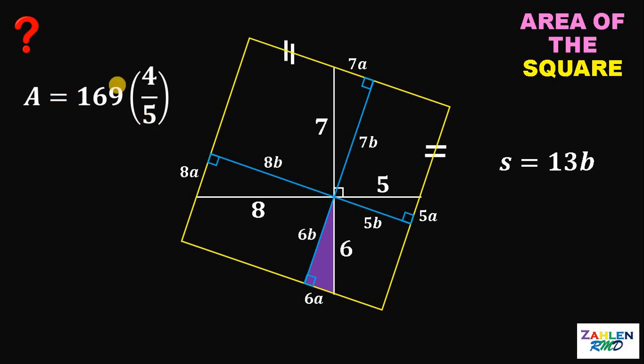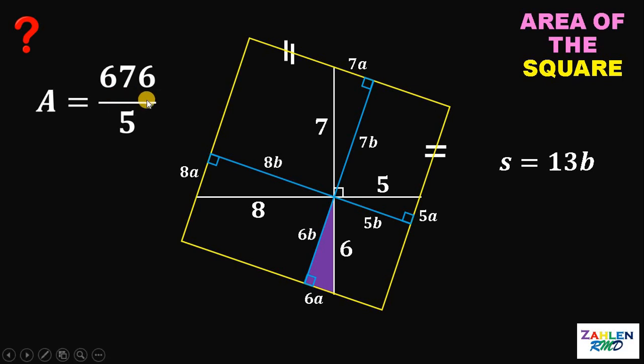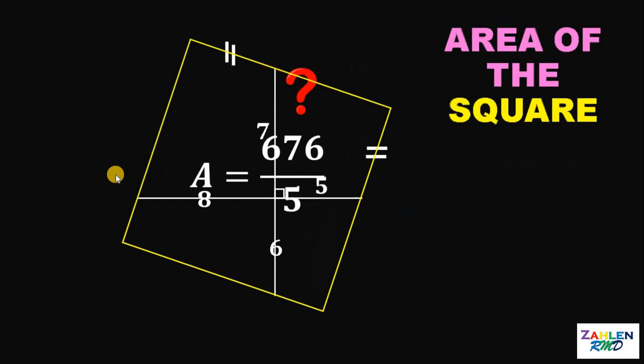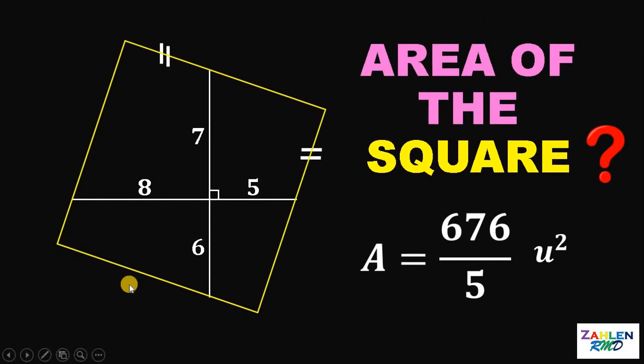Now, let's simplify. 169 times 4 over 5 will give us 676 over 5. Therefore, the area of the square given this figure must be equal to 676 over 5 square units. And as always, we are done.